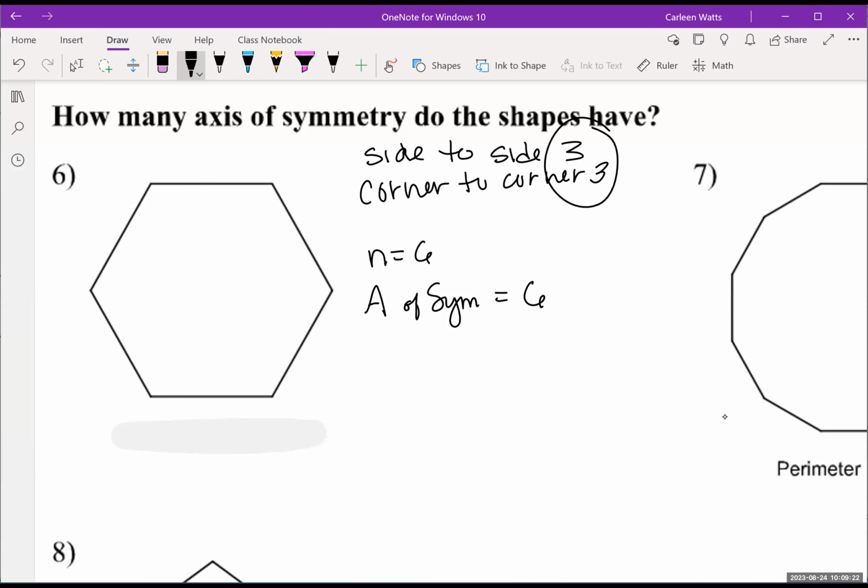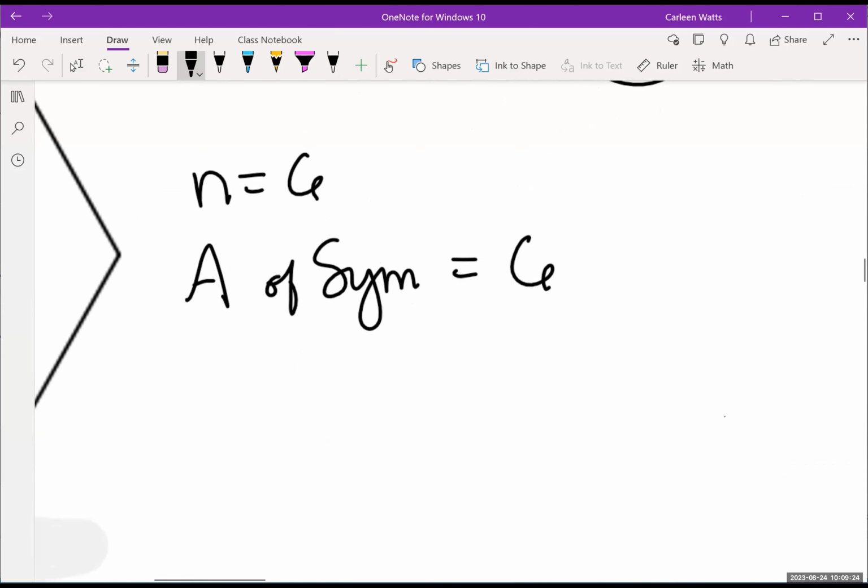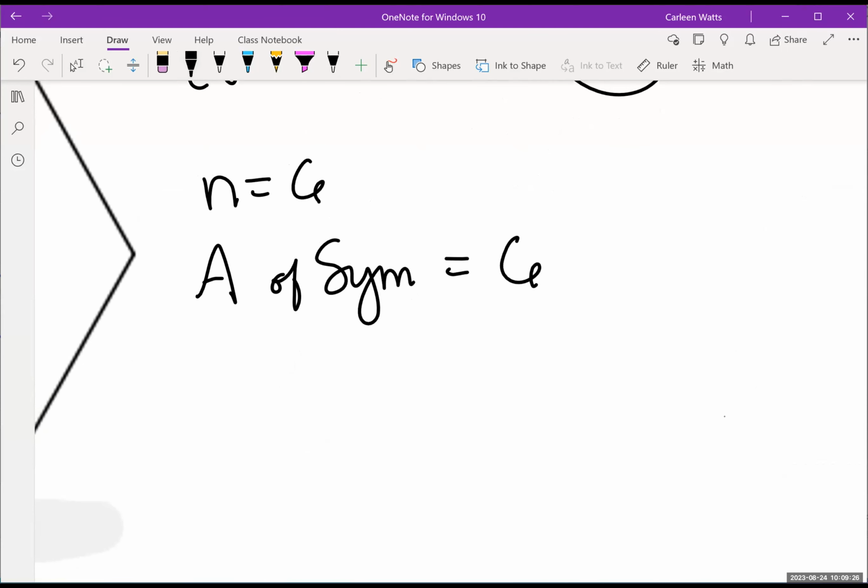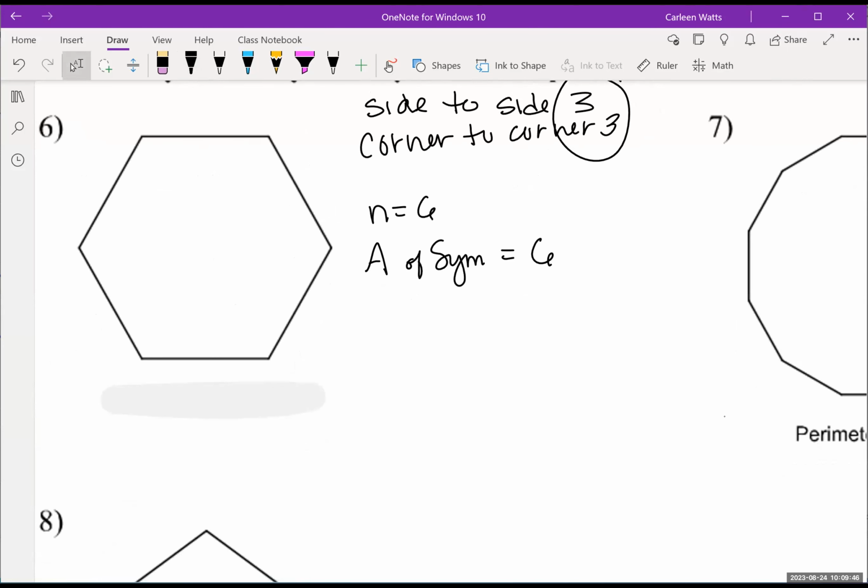Guess what? Do you have a hypothesis? How can we know how many axes of symmetry there are going to be? It's always the same as the what? N, correct. If there's 6 sides, there's 6 axes of symmetry. Easy peasy.